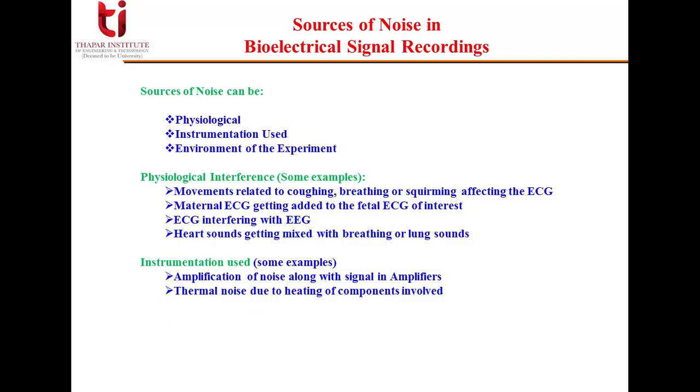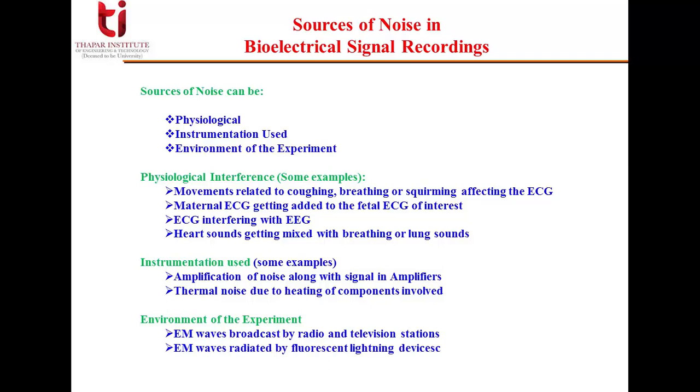Now next can be the environment of the experiment. Our environment is filled with electromagnetic waves that can be natural or man-made. Electromagnetic waves broadcast by radio and television stations, and those radiated by fluorescent lighting devices, computer monitors and other systems used in the work environment, can be picked up by cables, devices and connectors. Such interference may be termed as being due to the environment of the experiment.